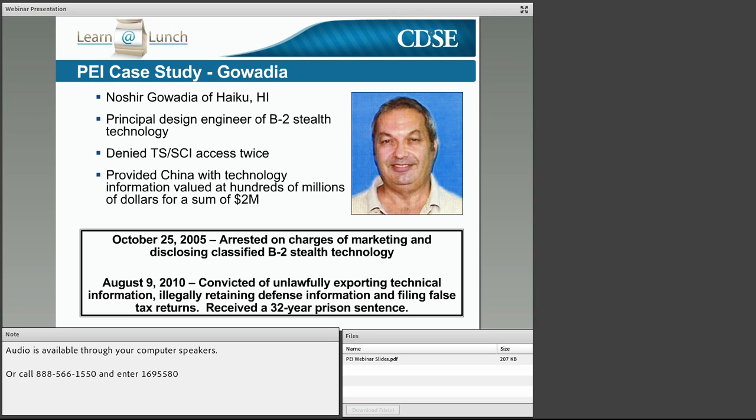In or about July 2003, he traveled to China and provided detailed information to Chinese representatives on low observable technology and advanced propulsion exhaust systems, which was classified at the secret level. He was paid $2 million for his expertise on the cruise missile and the B-2. In 2005, as a visiting professor at several universities, he used classified information during his lectures. Also in 2005, Gawadia took out a $2.9 million loan for unknown purposes.